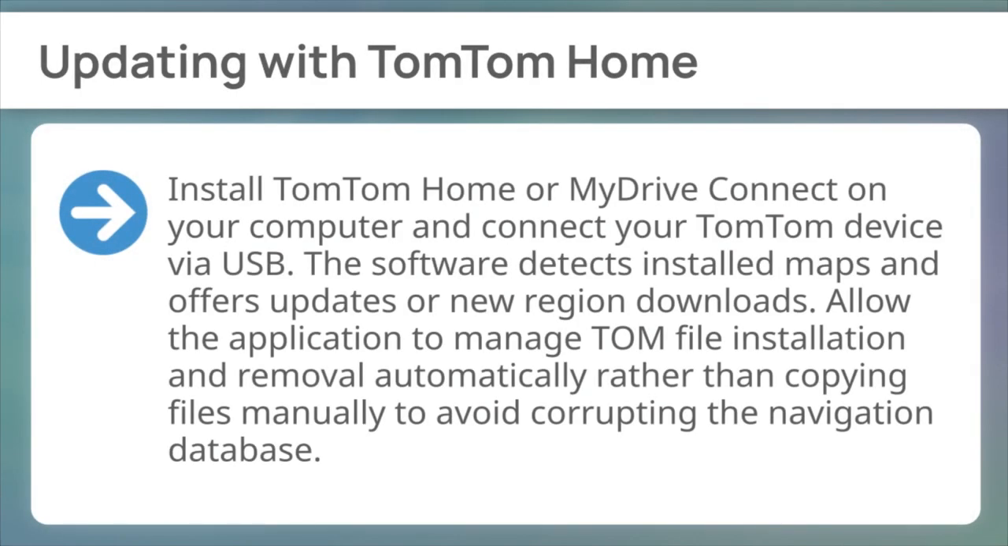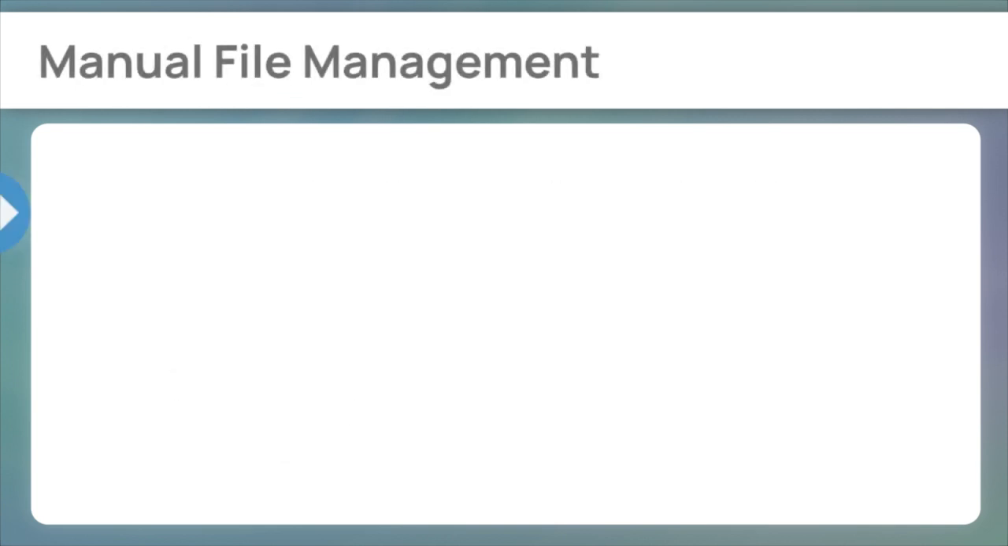Install TomTom HOME or MyDrive on your computer, and connect your TomTom device via USB. The software detects installed maps and offers updates or new region downloads. Allow the application to manage TOM file installation and removal automatically, rather than copying files manually, to avoid corrupting the navigation database.